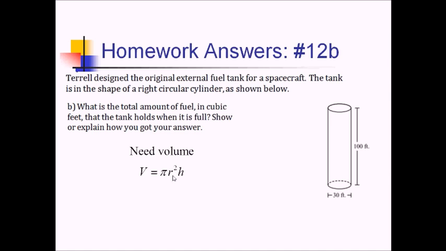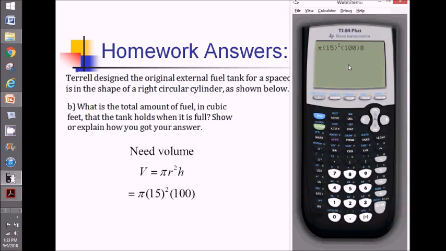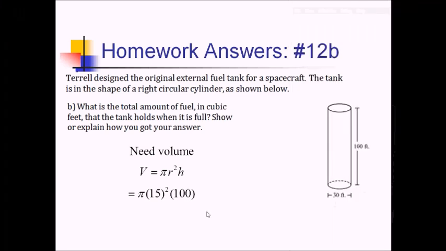We already have the radius of 15, half of 30. The height they gave us also is 100. So multiplying that all out on the calculator now. So that's all going to come out to about 70,685.83. And again, that's in cubic feet.